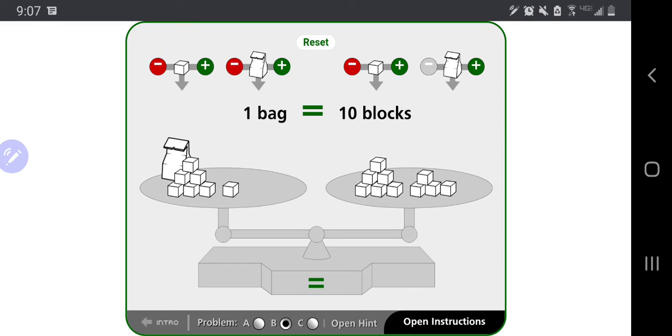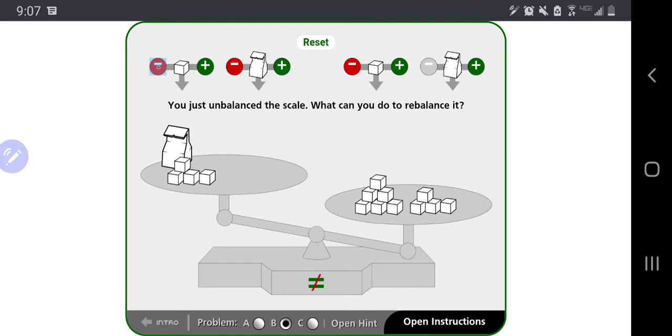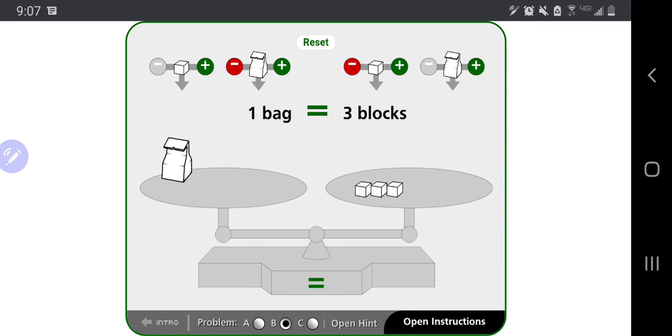Now we have to get the second part of the goal. We have to eliminate all the blocks near the variable. We've got to isolate the variable. We're going to figure out what just one bag equals. So we're going to start taking these blocks away. I'm going to take away 1, 2, 3, 4, 5, 6, 7. I'm subtracting 7 blocks. So what do I have to do to the other side? Subtract 7 blocks. 2, 3, 4, 5, 6, 7. Aha! Balanced, and now I know that one bag has 3 blocks.